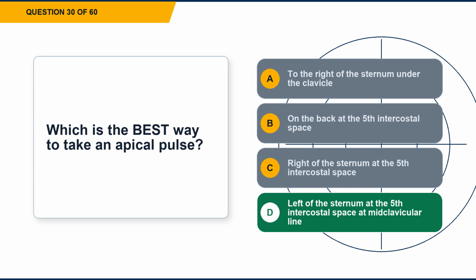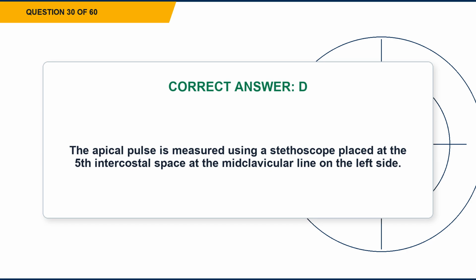The correct answer is option D, left of the sternum at the fifth intercostal space at mid-clavicular line. Explanation. The apical pulse is measured using a stethoscope placed at the fifth intercostal space at the mid-clavicular line on the left side.